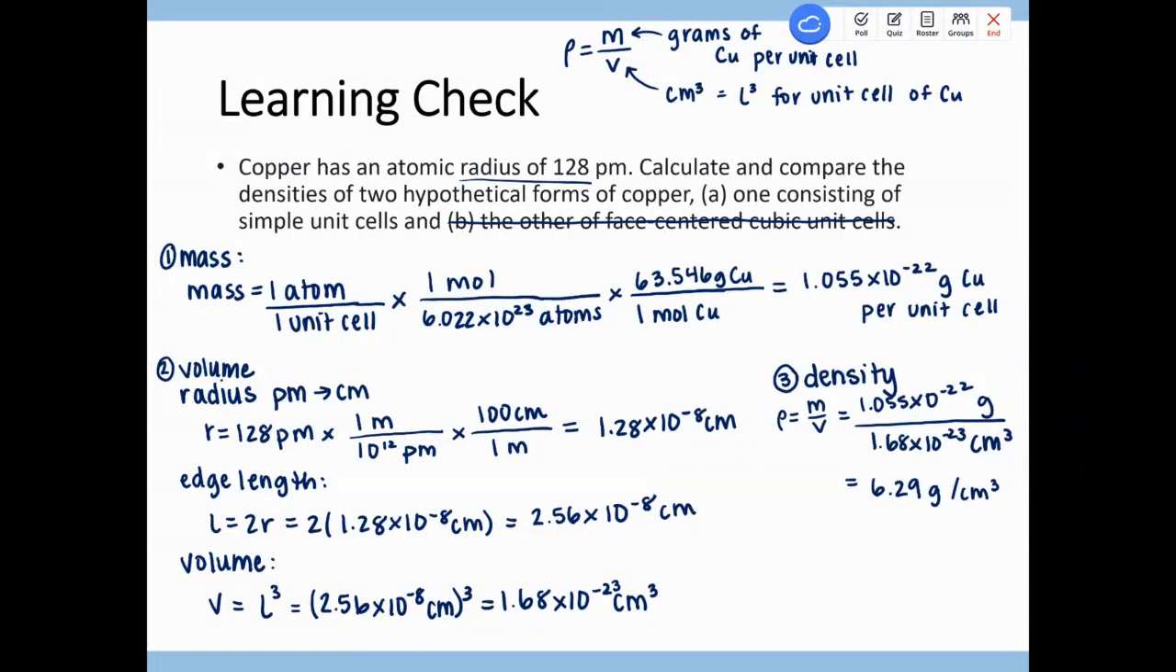If we were to do part B, we'd have a different mass and a different volume. We have a different mass because in a face-centered cubic, there are 4 atoms per unit cell. So instead of 1 atom per unit cell, we have 4 atoms per unit cell. Then we'd have a different volume because the edge length has a different formula as well. So you would calculate mass using 4 atoms per unit cell, volume using the edge length for face-centered cubic, square root of 8 times radius. Then you'll have a different density.